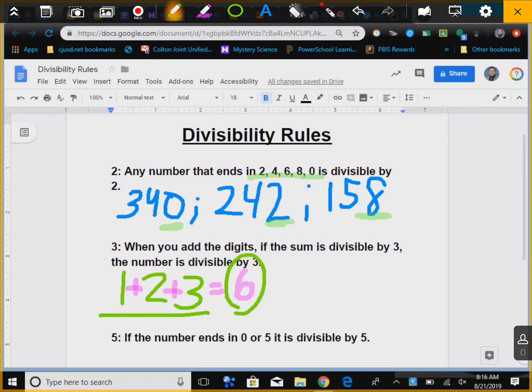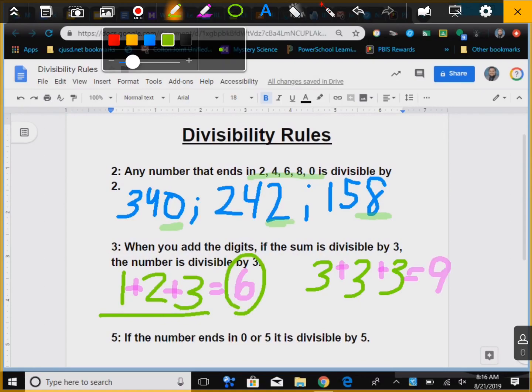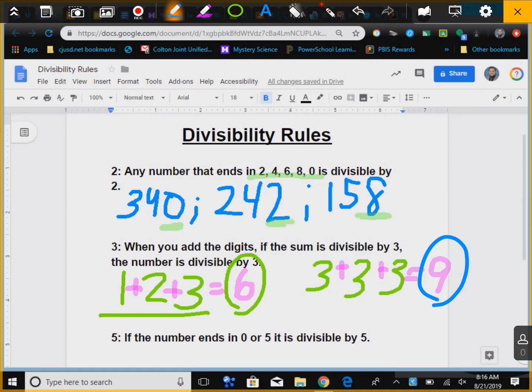So I'm going to give you one more example for number 3. Let's say I have 333. Once again, you have to add the digits: 3 plus 3 plus 3 equals 9. And since 9 is divisible by 3, 333 is divisible by 3.